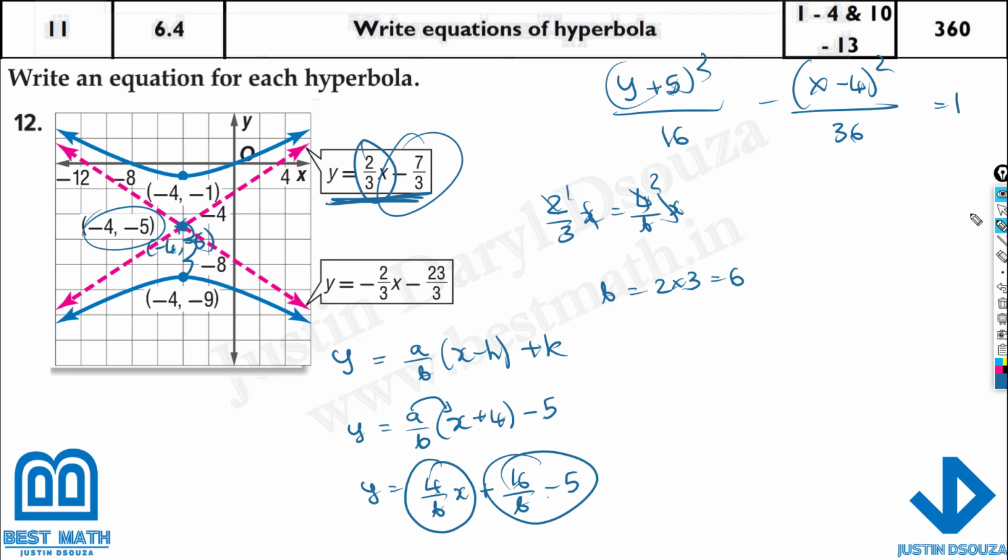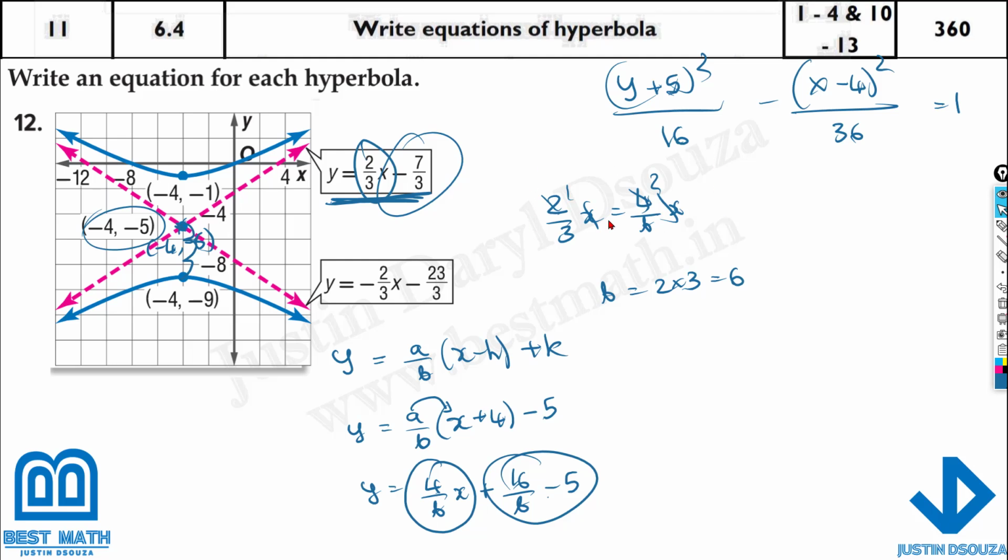But even without b, most of the time you will get the answer because only 36 won't be there. All the other things can be easily found out from the given. Only for the b, you need to remember this equation. Once you multiply this 4 by b with x, that's it. Equated over here, whatever is there.